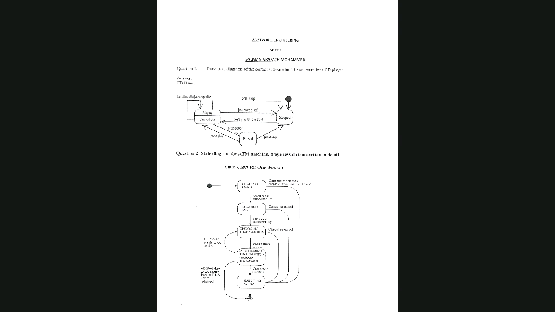So let me begin with the first problem. According to the first problem in state transition diagram, it says to draw a state transition diagram of the control software for a CD player. Now here, in your car, I think you have a CD player, right? Where you play Quran or some other material. You want to listen to sound, any kind of sound. You will use a CD player.